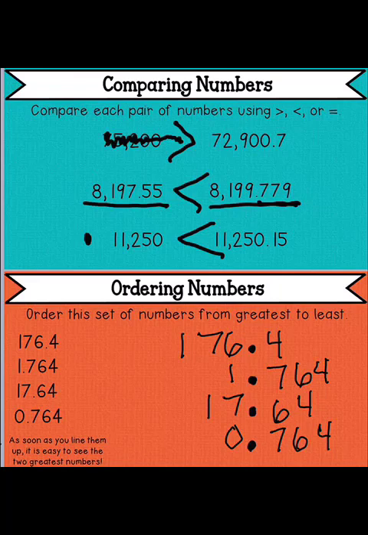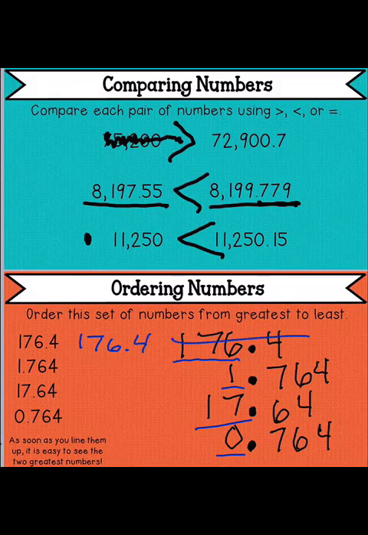Now, when you line them up by the decimal, it makes it very easy to see which ones are bigger. The whole numbers we have 176, 1, 17, and 0. Well, if we're going from greatest to least, I know 176 is a lot bigger than 17 or 0. So I know that 176 would come first. The next largest number we have 1, 17, and 0. Now I know 1 is smaller than 17. 17 is bigger, so 17 would come next.